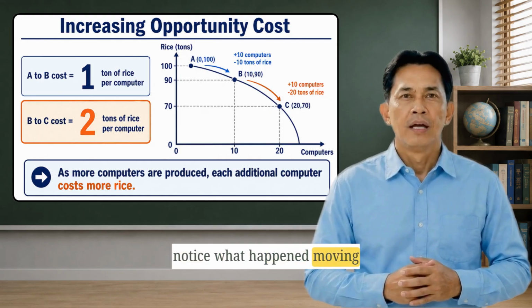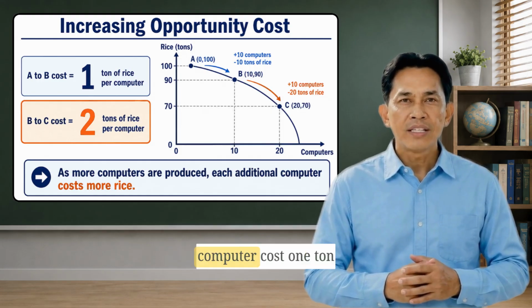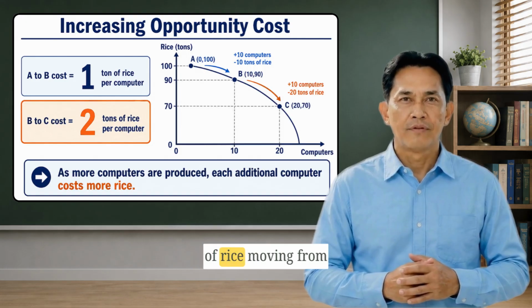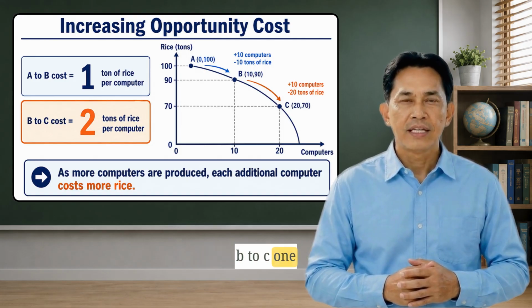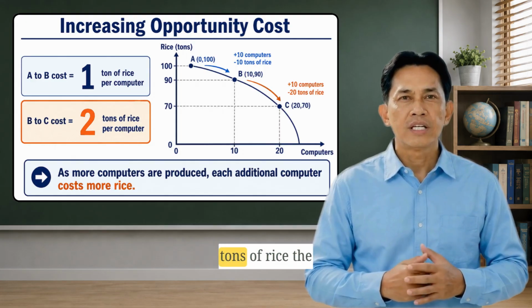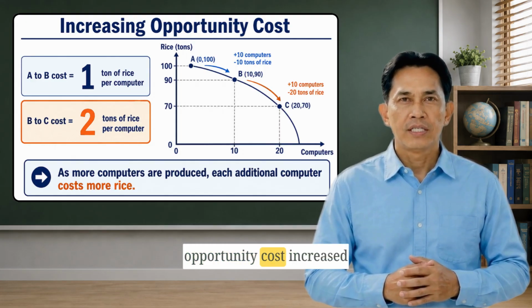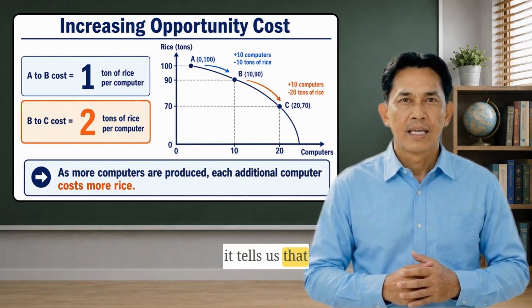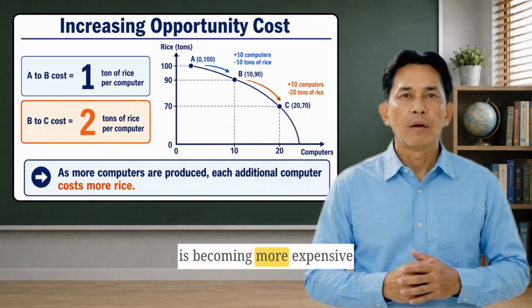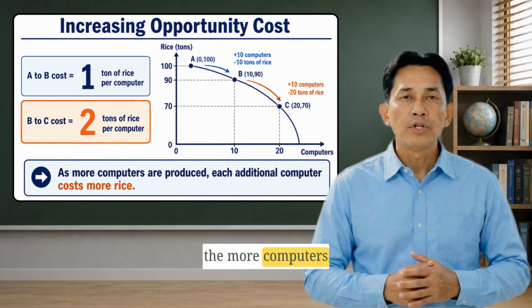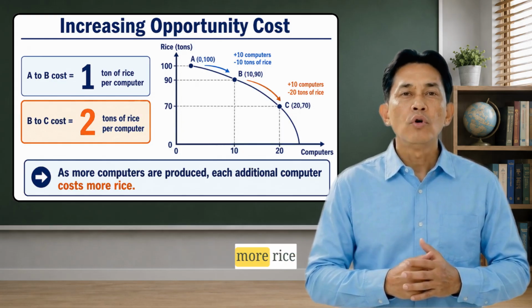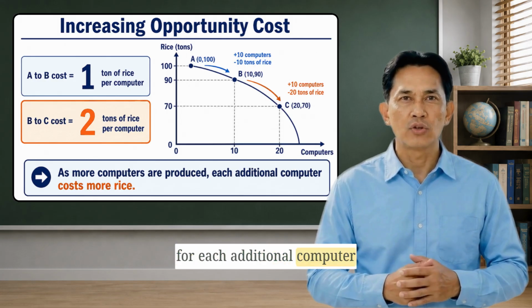Notice what happened. Moving from A to B, one computer cost 1 ton of rice. Moving from B to C, one computer cost 2 tons of rice. The opportunity cost increased. This is important because it tells us that the trade-off is becoming more expensive. The more computers the economy produces, the more rice it must give up for each additional computer.